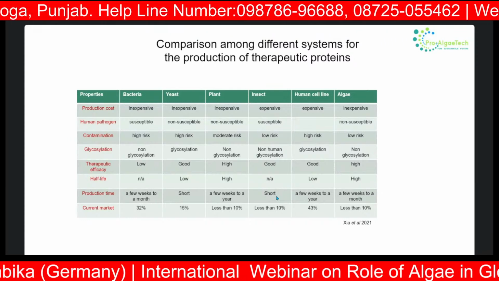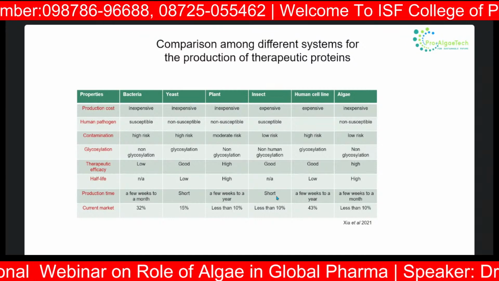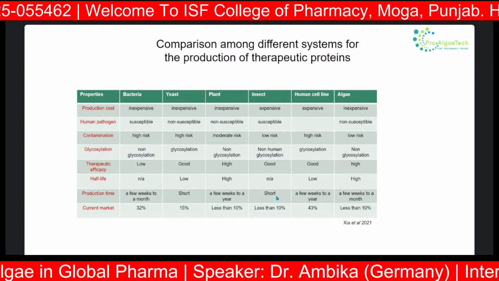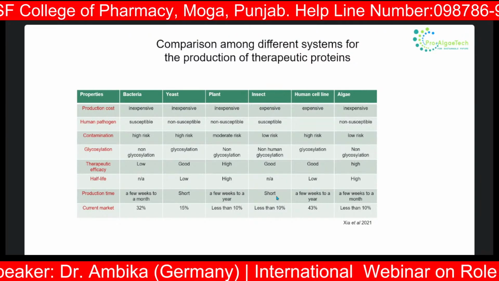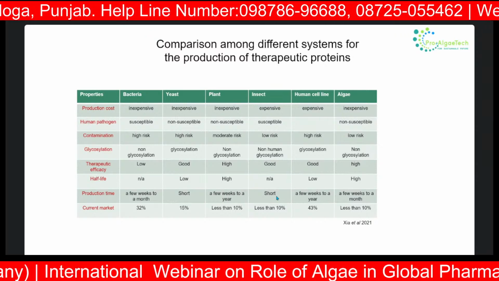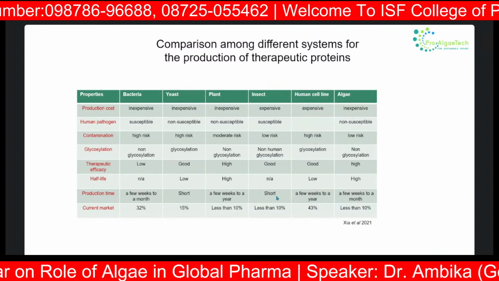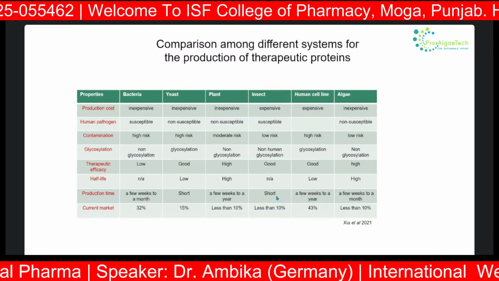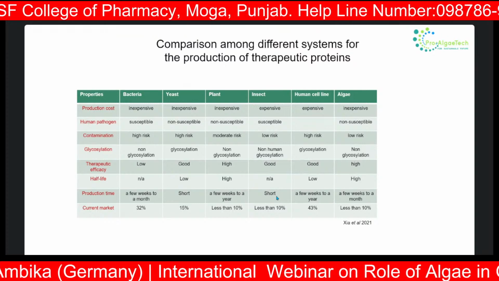For example, I've taken a few properties here just to give you a comparison with the other origins of bioactive compounds or proteins. Production cost, compared to bacteria, yeast, plant, insect, and human cell, is quite inexpensive for algae. Human pathogen, definitely it is non-susceptible, while insect is susceptible, and plant and yeast are also non-susceptible. When it comes to contamination, bacteria, yeast, and human cell lines come under high risk of contamination, but in algae it is very low. If we use a photobioreactor, a closed-system type of cultivation, the contamination level is very, very low compared to others.